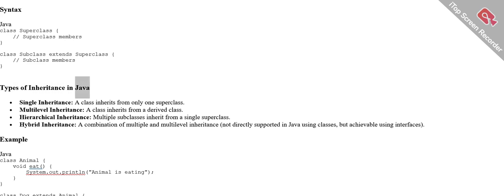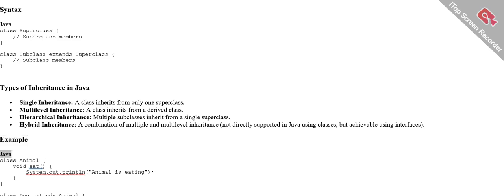Types of inheritance in Java. Single inheritance: a class inherits from only one superclass. Multilevel inheritance: a class inherits from a derived class. Hierarchical inheritance: multiple subclasses inherit from a single superclass. Hybrid inheritance: a combination of multiple and multilevel inheritance, not directly supported in Java using classes, but achievable using interfaces.